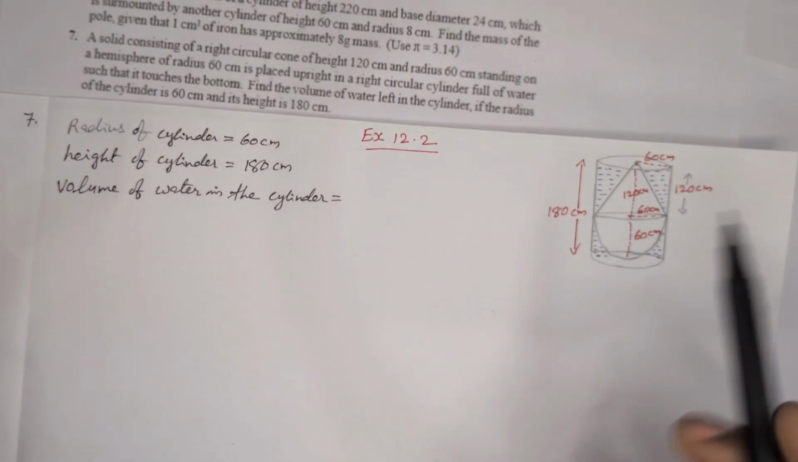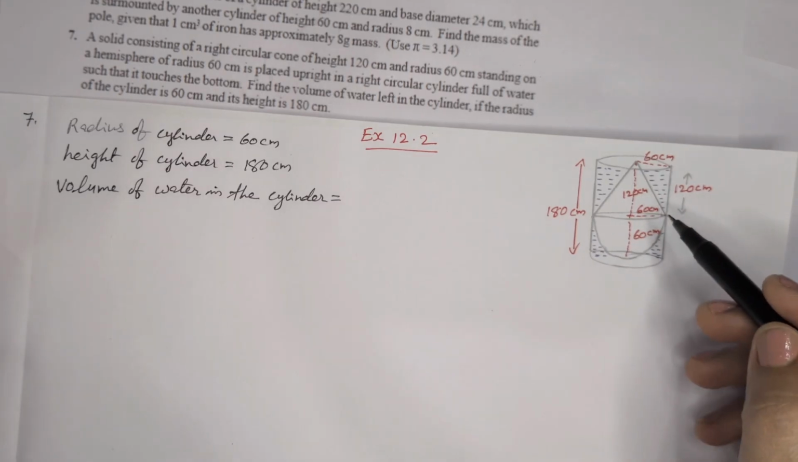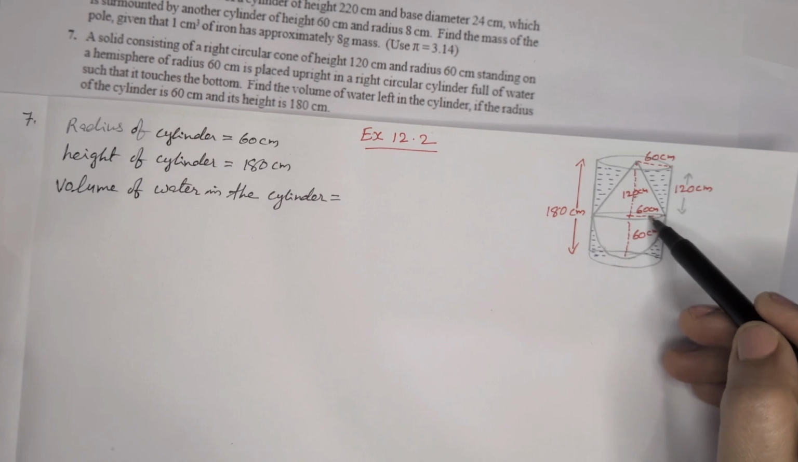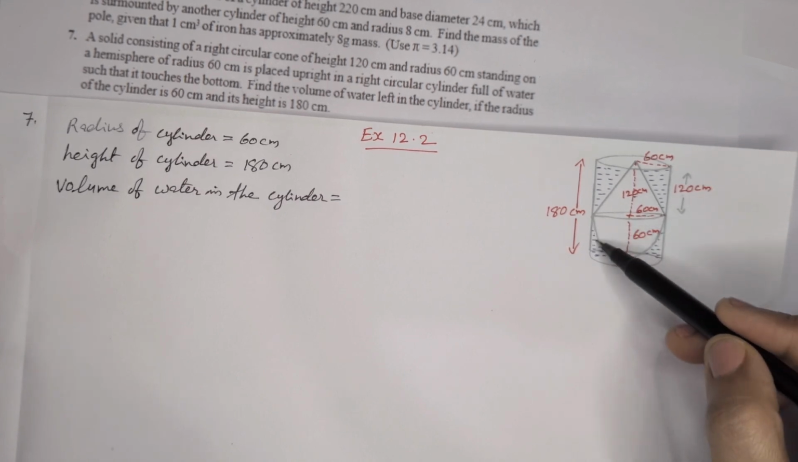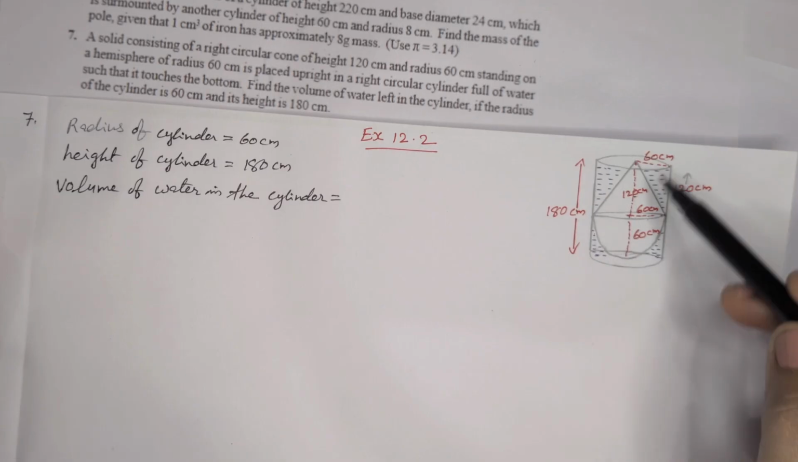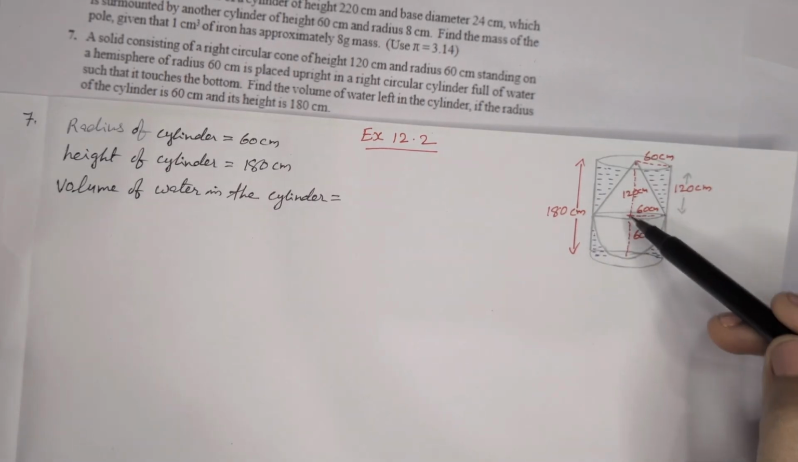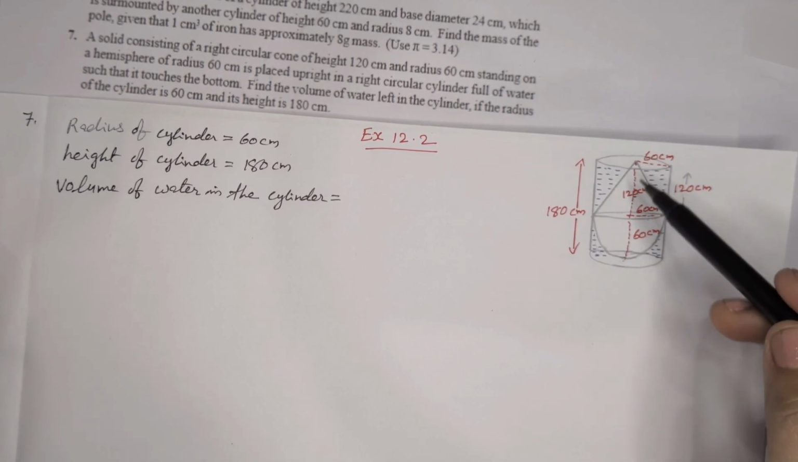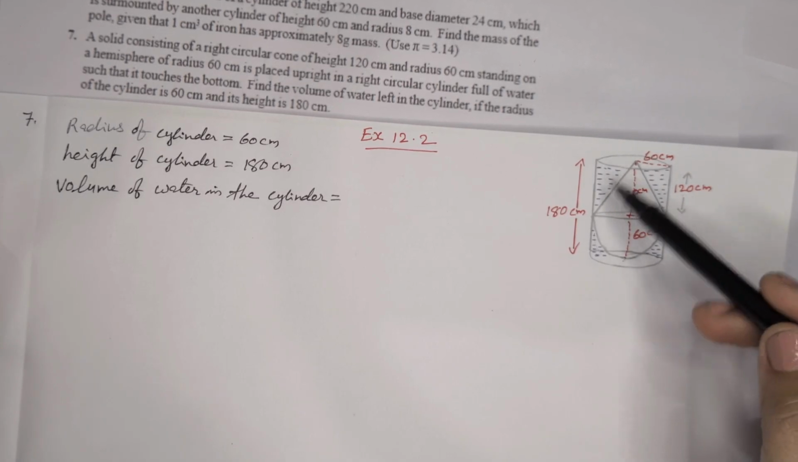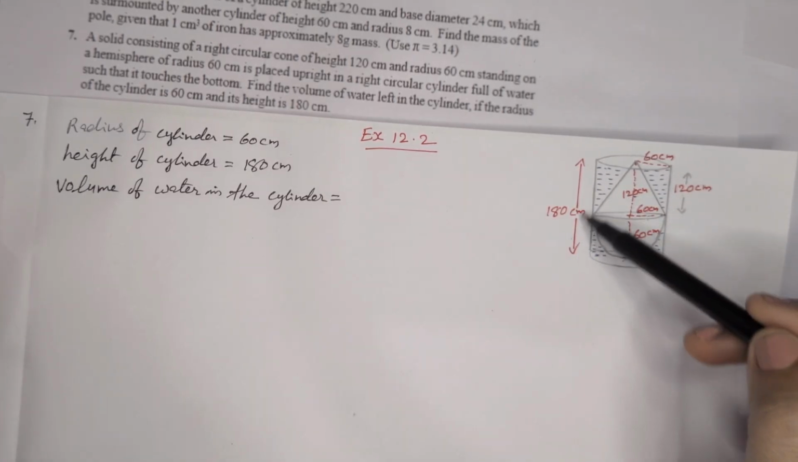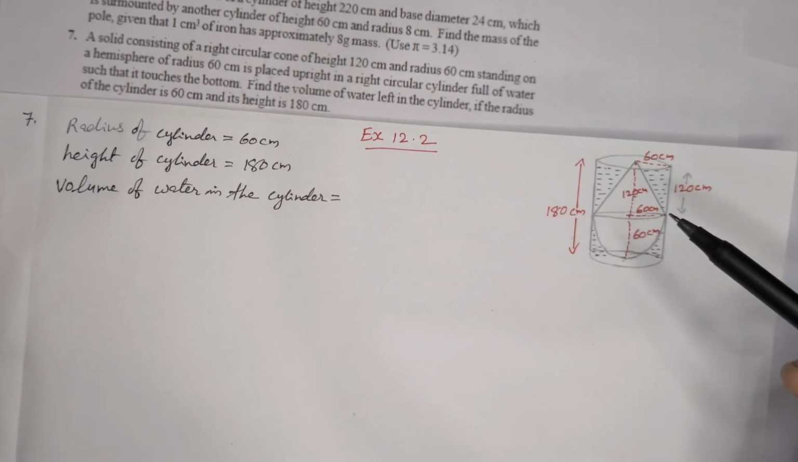Question number 7. A solid consists of a right circular cone of height 120 cm and radius 60 cm, standing on a hemisphere of radius 60 cm, is placed upright in a right circular cylinder full of water such that it touches the bottom. Find the volume of water left in the cylinder if the radius of the cylinder is 60 cm and its height is 180 cm. Total height of the cylinder 180 cm.